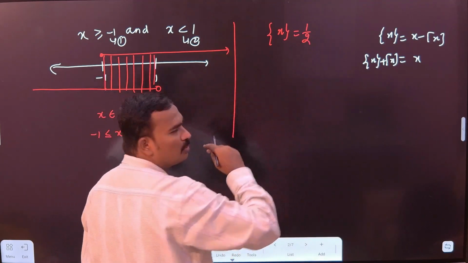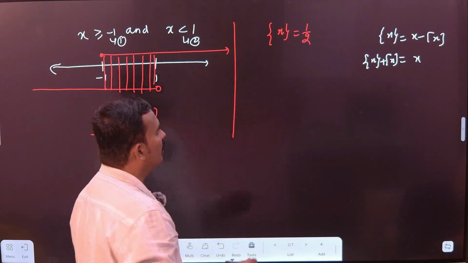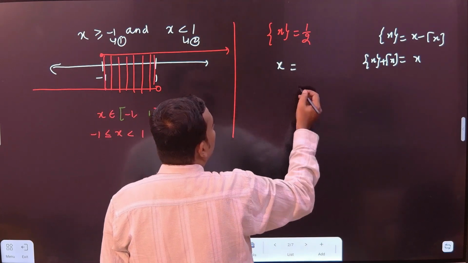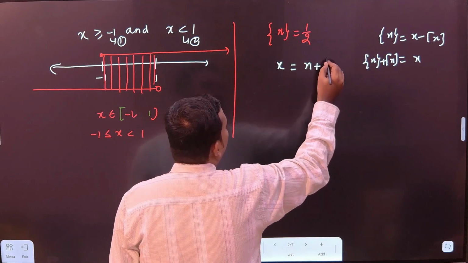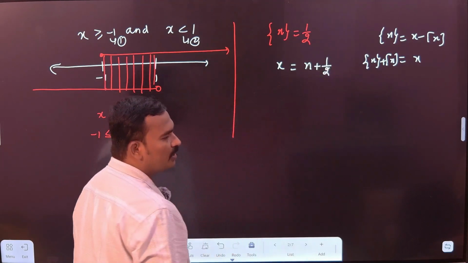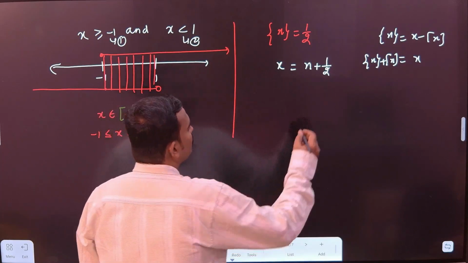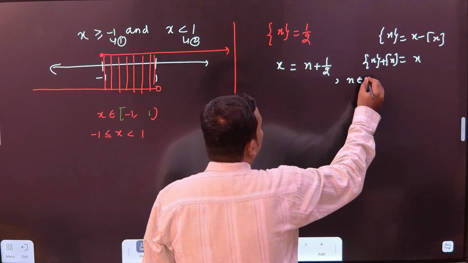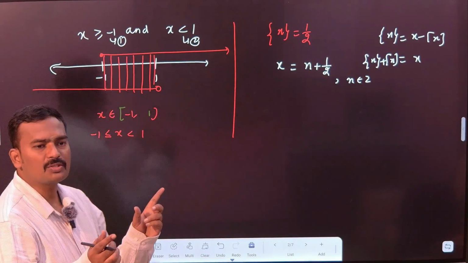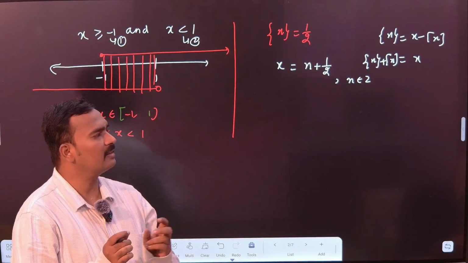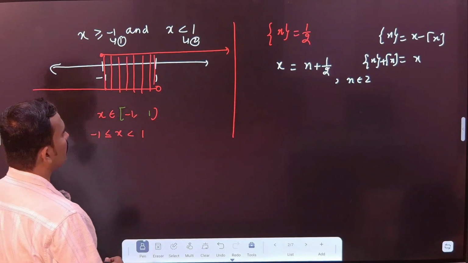So 1 by 2 is completely within 0 to 1. Therefore, you can find the x value. What is the possible x value? You can see n plus the fractional part here is 1 by 2. n is the greatest integer, any integer, right? So what are the possibilities there? n belongs to integers is possible. But we actually need the common solutions of the first inequality and the fractional part of x equal to 1 by 2.